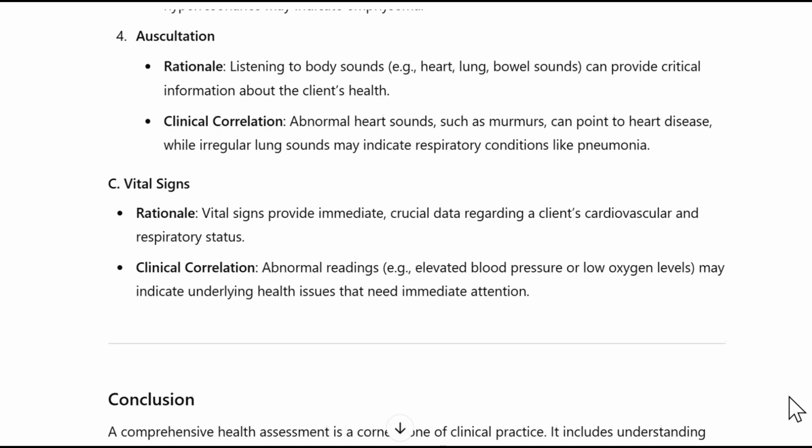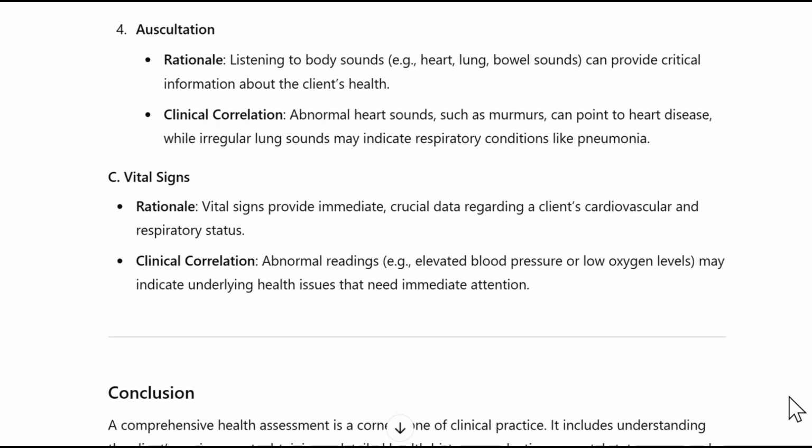4. Auscultation. Rationale. Listening to body sounds, e.g., heart, lung, bowel sounds, can provide critical information about the client's health. Abnormal heart sounds, such as murmurs, can point to heart disease, while irregular lung sounds may indicate respiratory conditions like pneumonia.